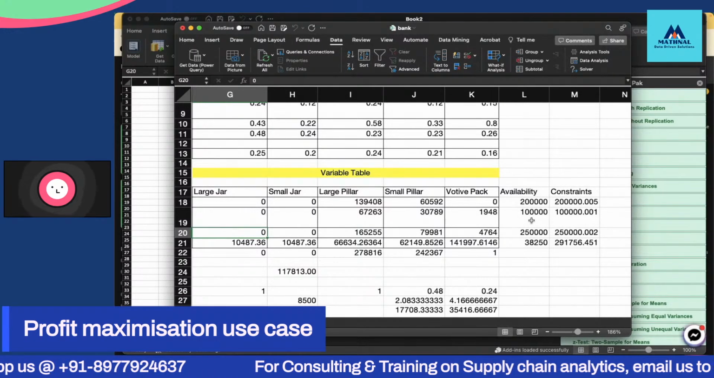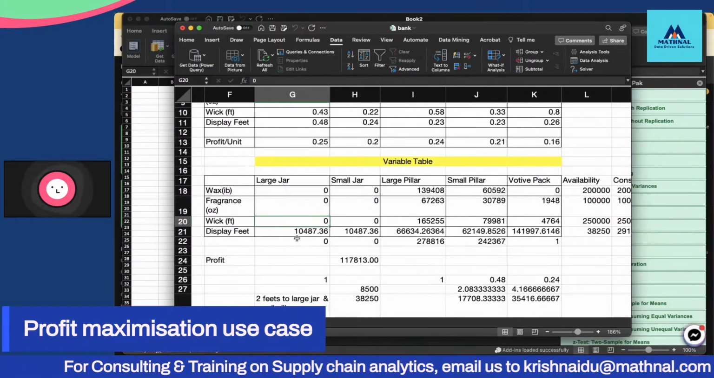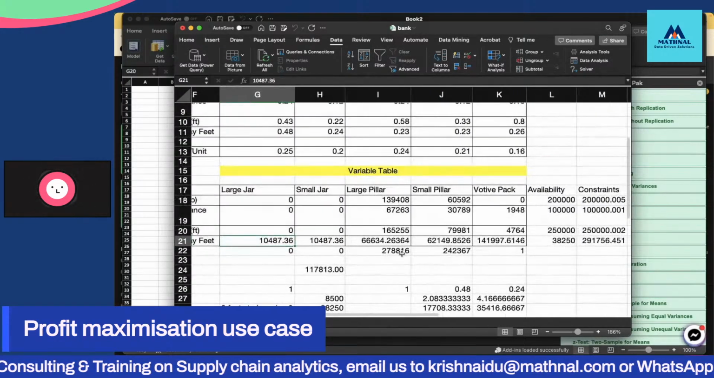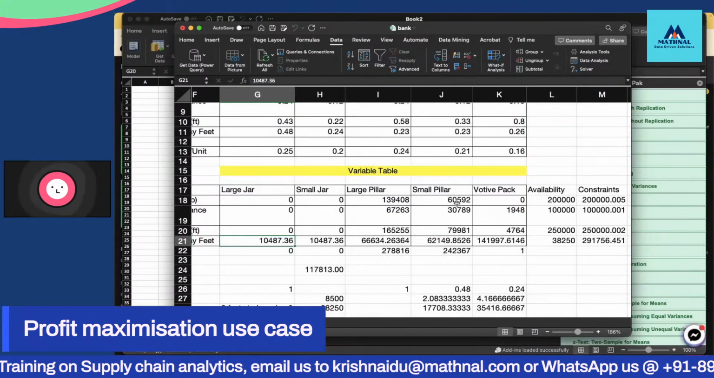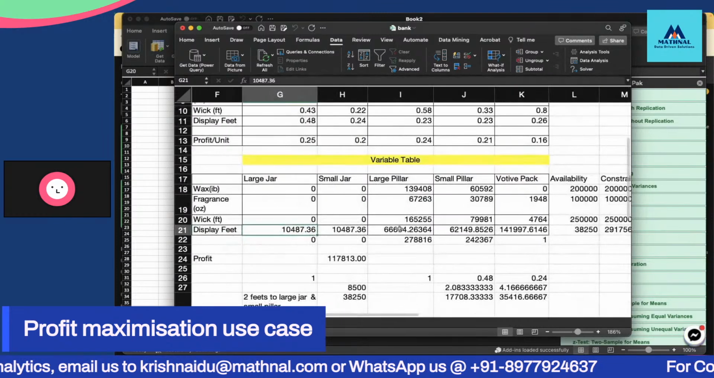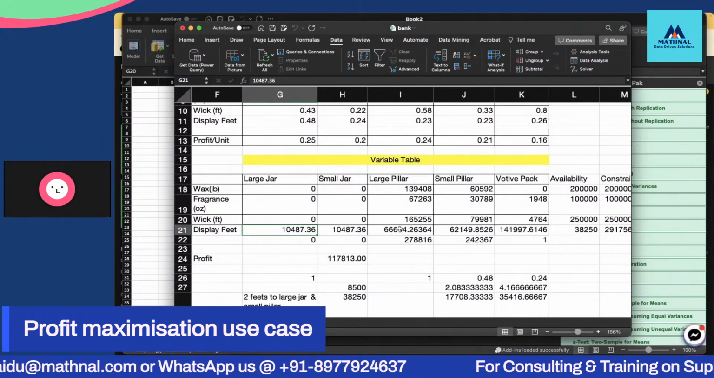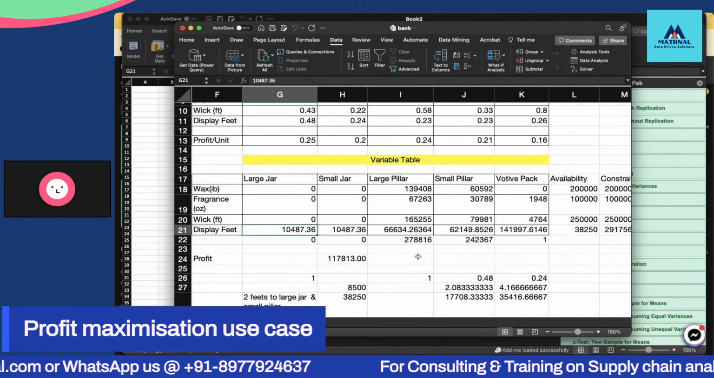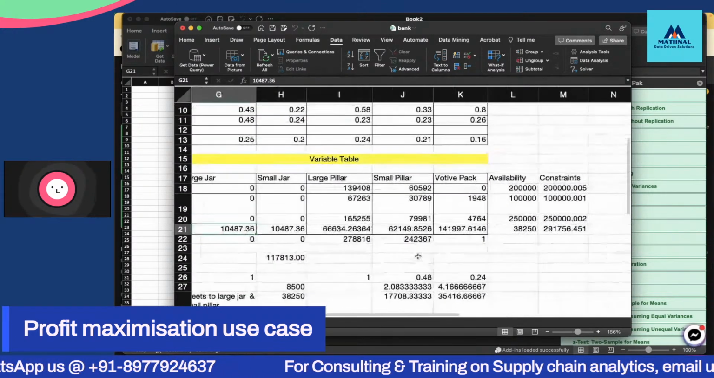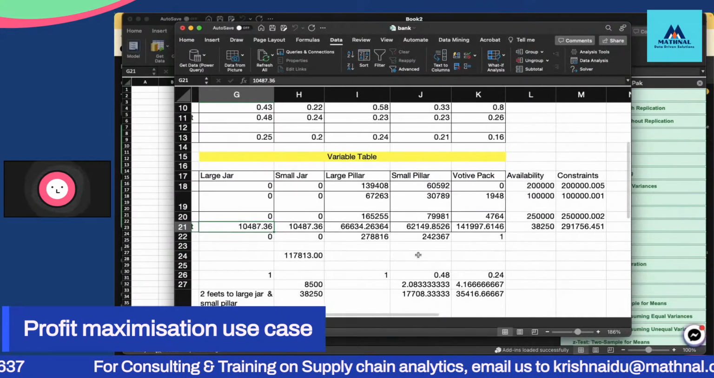50,000, 50,000, 100,000, 100,000. Right. So here it is showing us that we have to go with large pillar and small pillar. Right. We got a solution here. Now we're getting a proper solution. Large pillar and small pillar, we're getting a solution.